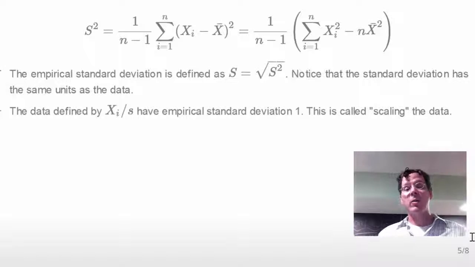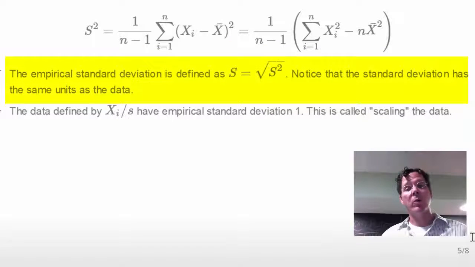The empirical standard deviation is simply the square root of the variance. And it's nice to work with standard deviations because the variance is expressed in whatever units x has squared, whereas the standard deviation is just expressed in the normal units of x.